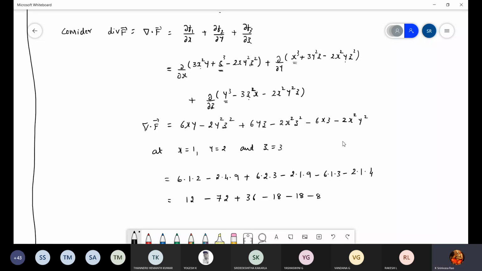Correct? Yes, sir. Is it right? So this minus 18 plus 18 I can cancel, and remaining is 12 minus 8, which is 4. You will get minus 68. Is it right? Yes, sir. Yes, this is the divergent.